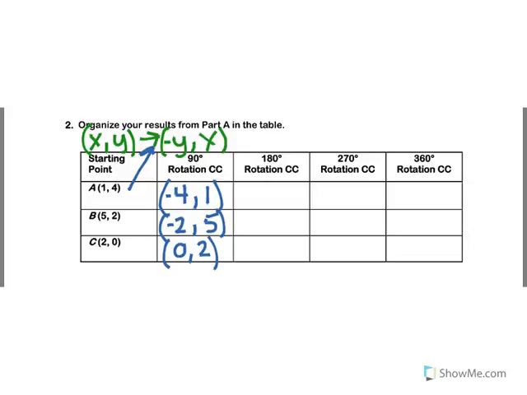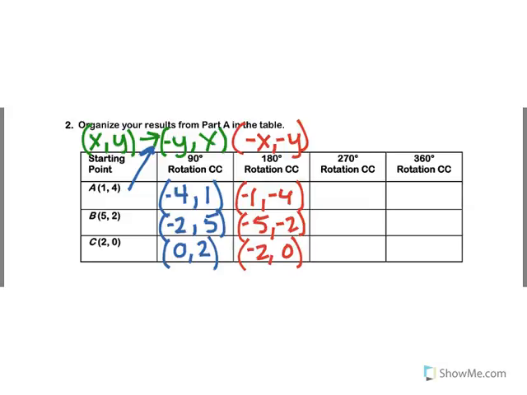Okay, the rule for rotating something 180 degrees is that you take your original coordinates and just write the opposite signs for each of them, so that they stay in the same position. So we go from (1, 4) to (-1, -4). We go from (5, 2) to (-5, -2). We go from (2, 0) to (-2, 0).